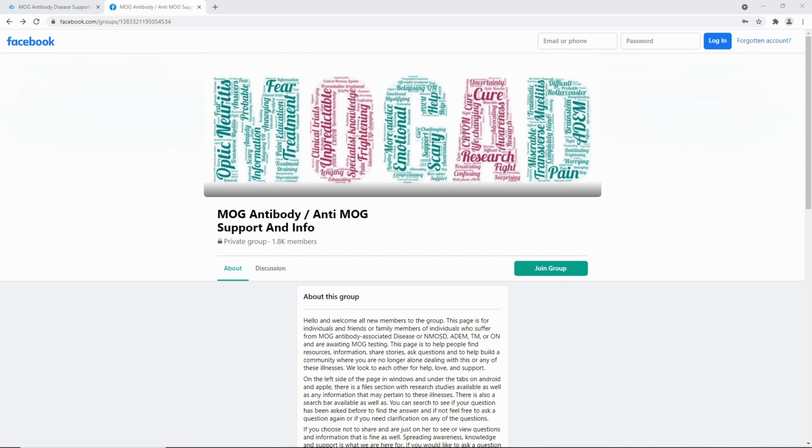Currently the group has 1,800 members, which is quite big in comparison to lots of the other groups. This is the biggest and most active group that there is available for MOG antibody disease at the moment. This group belongs to the MOG Project, who are a non-profit organisation which advocates for raising awareness about MOG antibody disease.